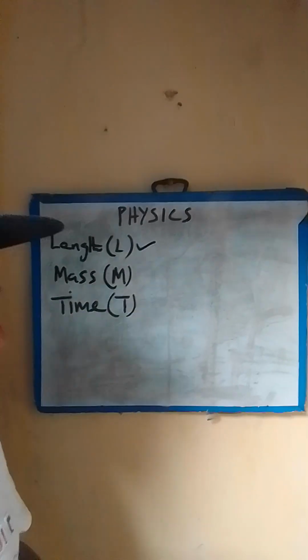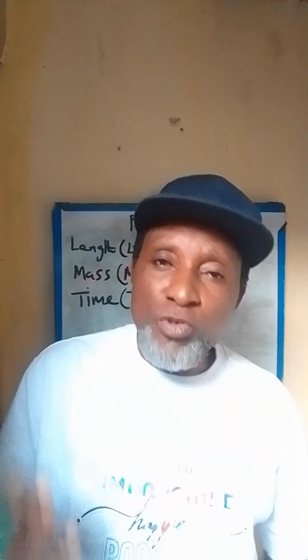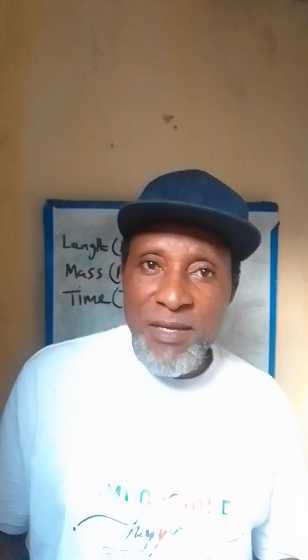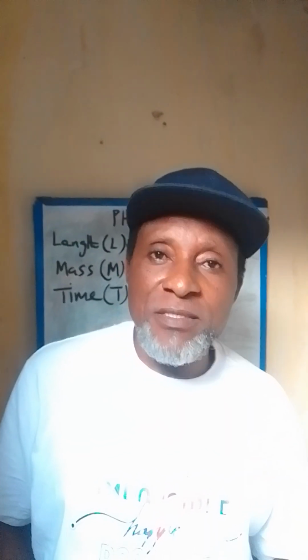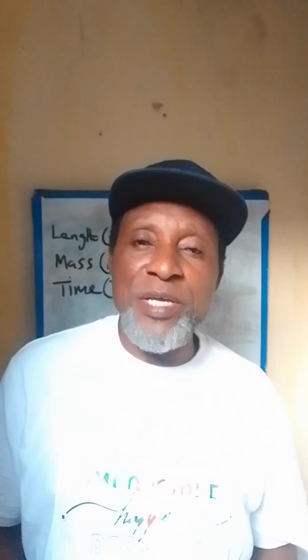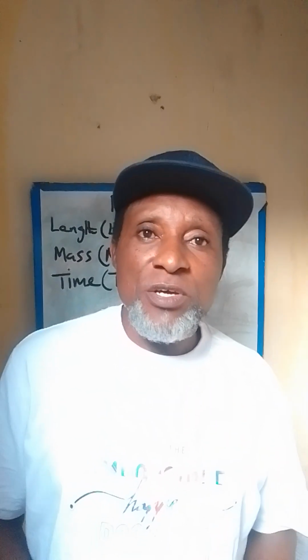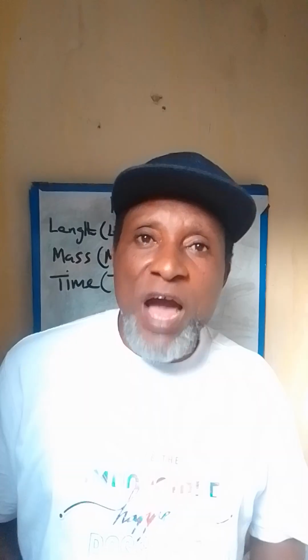Length here is the same thing as distance. It's the measurement between two points. There's a standard unit called the International System of Units that is used in measuring length. That is the SI unit, and that SI unit is meters. But there are other related units also used in measuring distance or length. We have the centimeters, the millimeters, the kilometers, the yards, the inches, the miles, the foot.